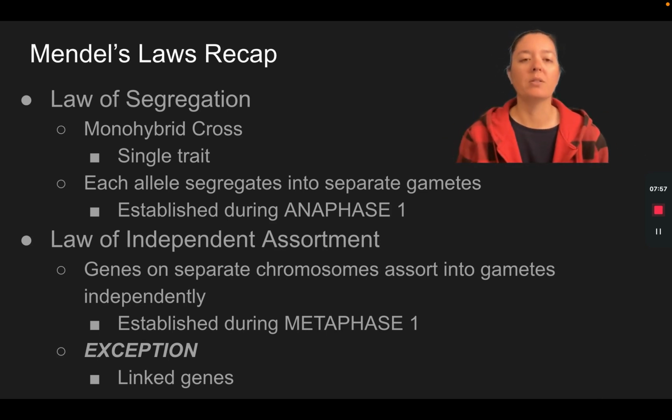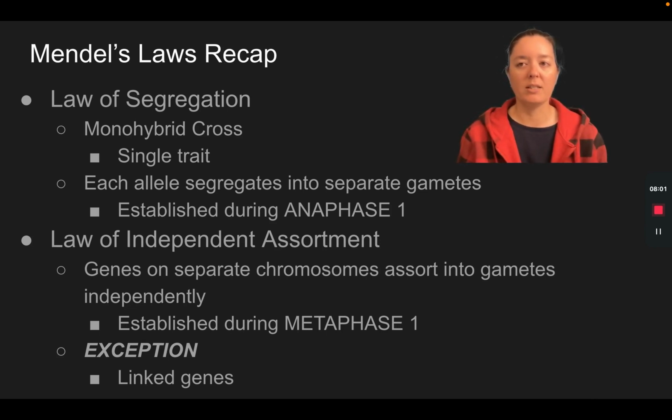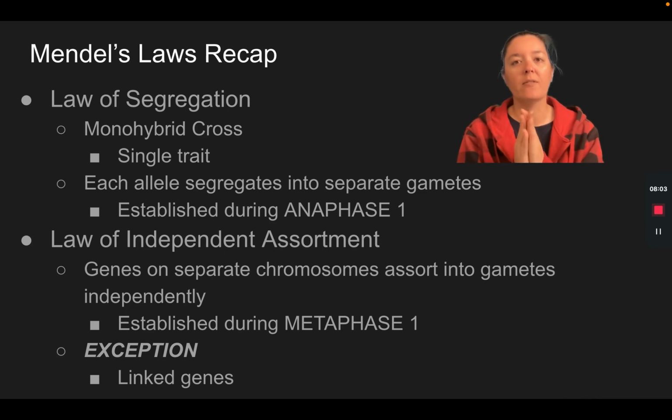The only exception to the law of independent assortment are linked genes. Again, these are genes that are very, very close together and are very rarely crossed over without the other. And so we see them being inherited together very, very often.